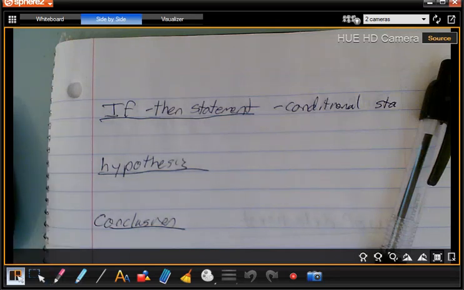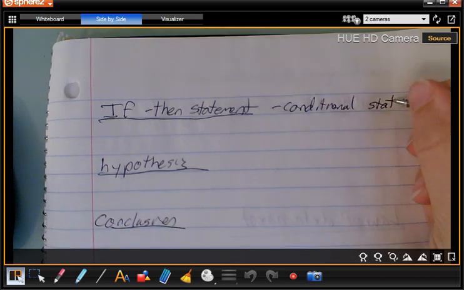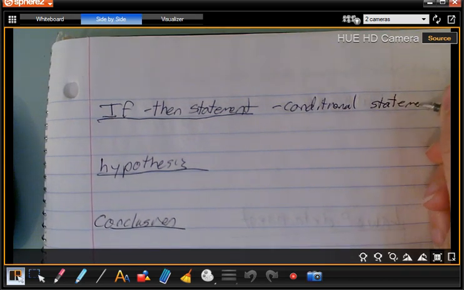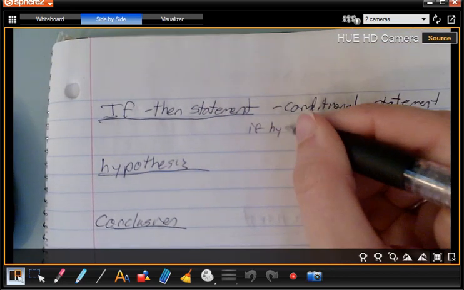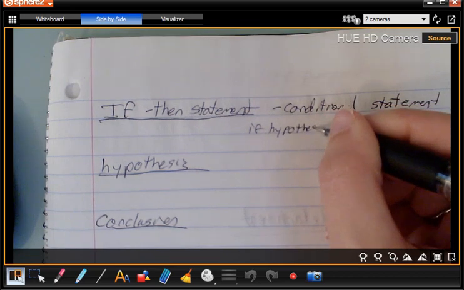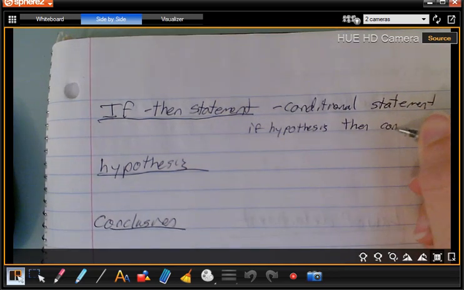Okay, we're going to do some logic problems. First, we're going to talk about the if-then statement. It's also called a conditional statement. And it's if hypothesis, then conclusion.